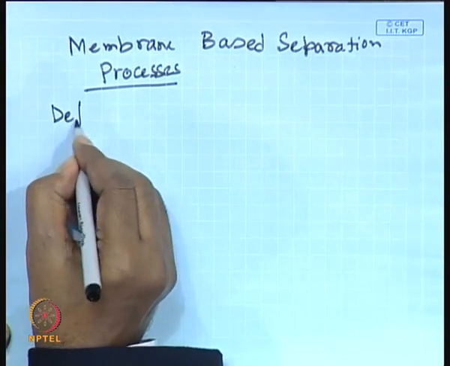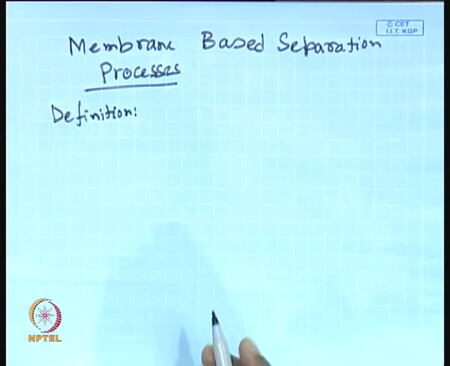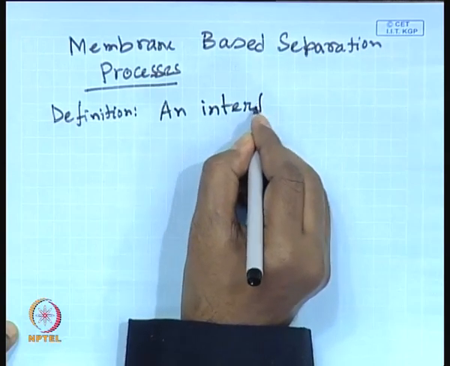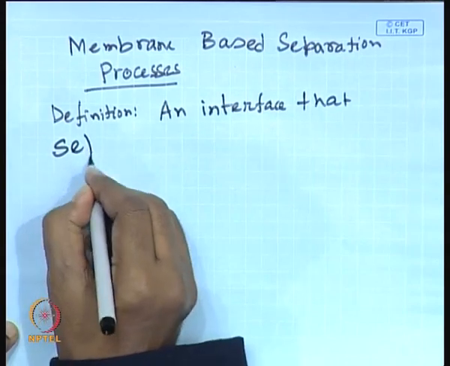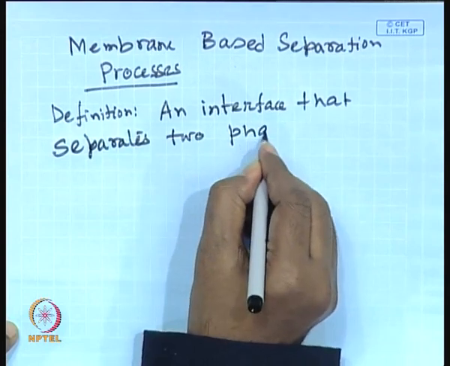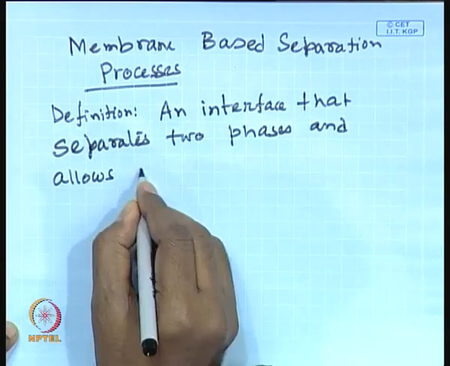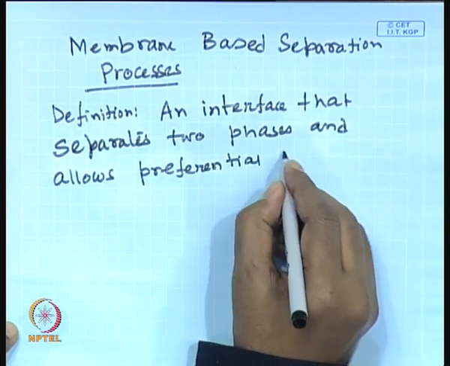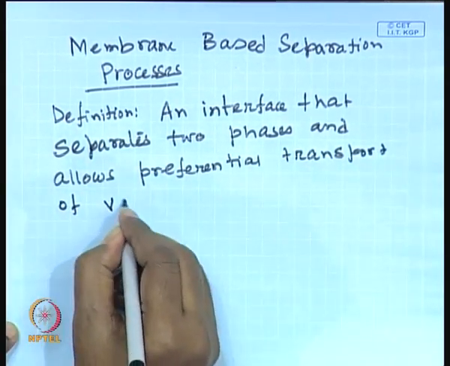Now, let us first look into the definition of a membrane. A membrane is basically an interface that separates two phases and allows preferential transport of various species.